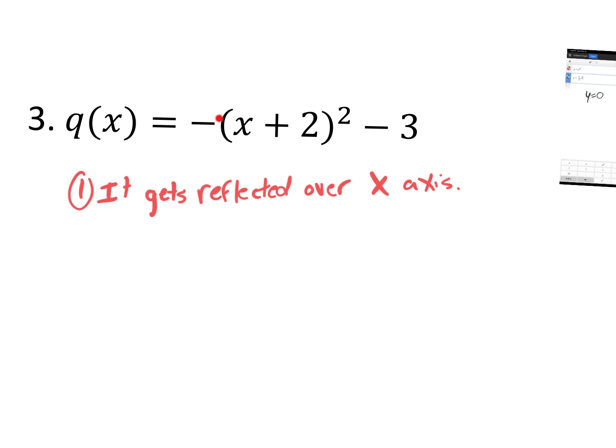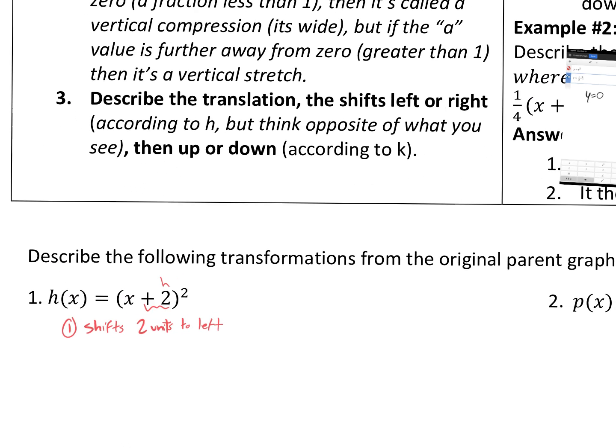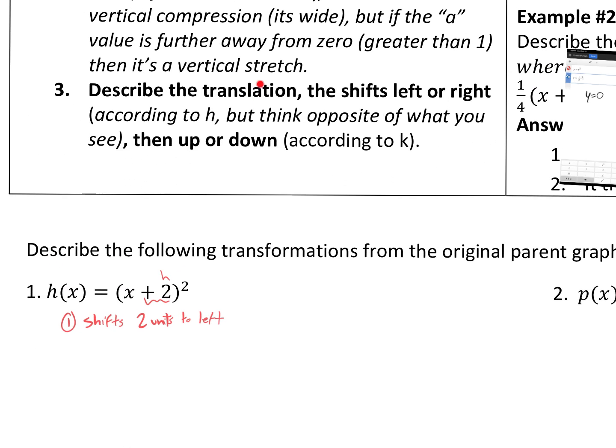If there would be a 2 right there, it gets stretched by 2. If it were a 3, it gets stretched by 3. Right? A -3 gets stretched by 3. If there were a 1/2, then it would be vertically compressed by 1/2. So there is no vertical stretch or compression. So then you move on to the 3rd question. Third question is describe the translation. That's just a fancy word for saying shifts.